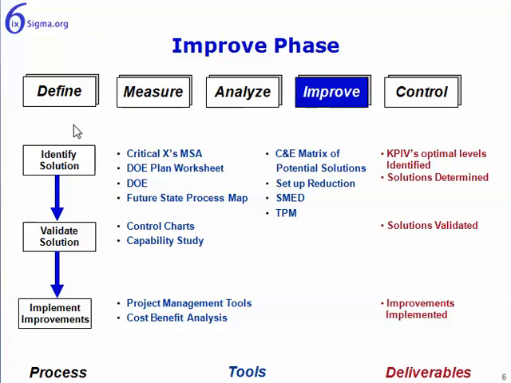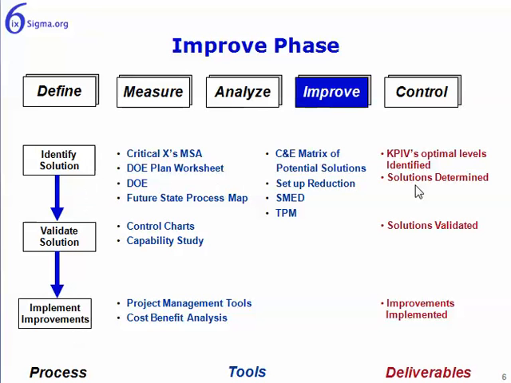Well, we've been through the define, the measure, and the analyze phases of the methodologies, and now we've come to sort of a fork in the road where for the DMAIC methodology we move to improve, and for DMADV we'll move to design. In the improve phase of the DMAIC methodology, we want to do three things: identify the solution, validate it, and then implement it.